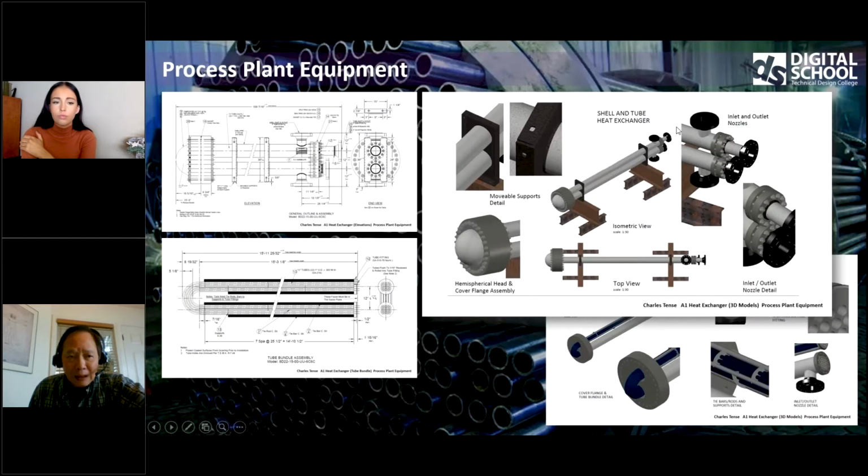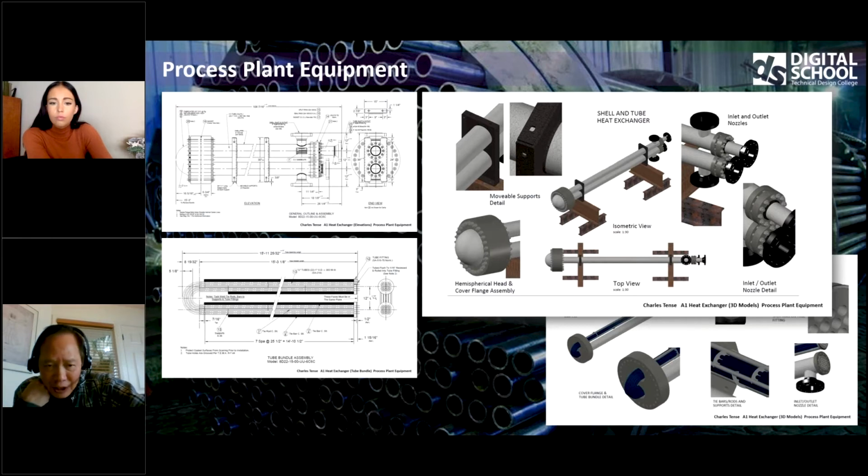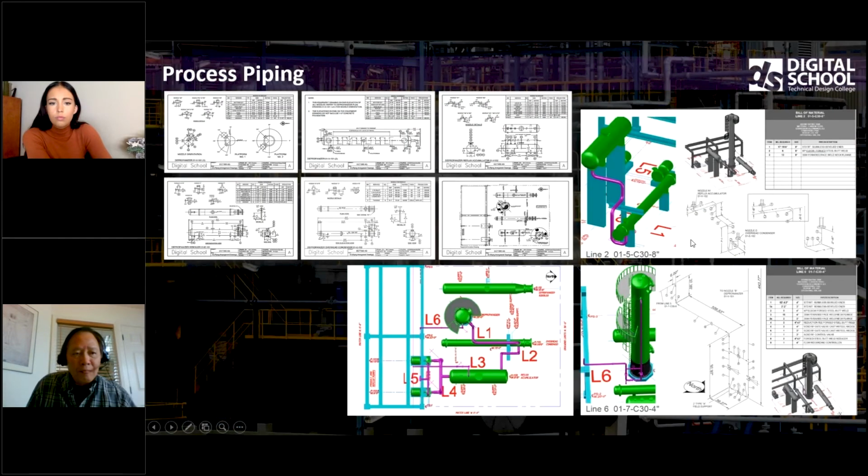The last one with a 2-week length will be the equipment that is going to join the pipe. In this case, we have chosen, for example, what you see here, a heat exchanger. And again, you are going to work with all those 3D and 2D documentation in order to make it happen. Process piping is another course that is integrated in this specialization.